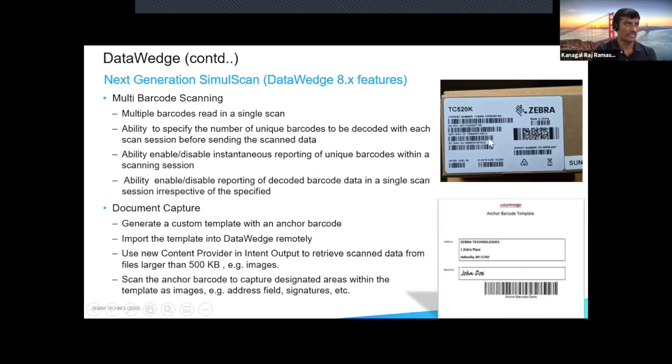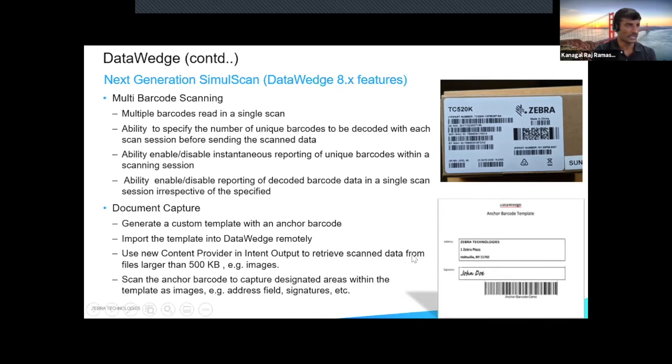So this is a great feature if you have use cases like multiple barcodes and you want to scan them and send them to your application instead of scanning one by one at a time. As I mentioned, document capture: if you have a document like this, you can create a custom template with the anchor barcodes, and you can import the template into the data wedge remotely. And when you scan it, the data will be scanned and sent to the application.